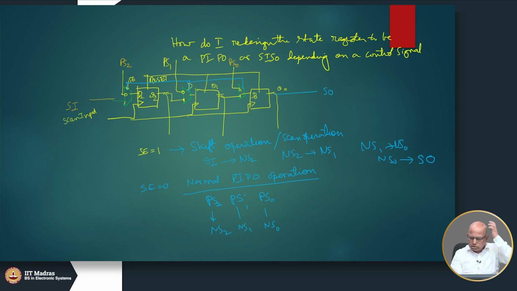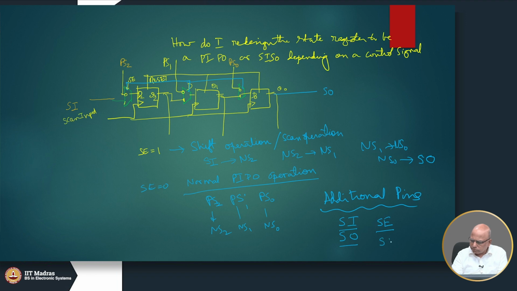So, I will have to think of additional pins. What are those? SI is an additional pin, SO is an additional pin and SE is another pin. Scan enable, scan input, scan output. Later we will see that sometimes we may require another scan clock. But right now let us pretend that it is the same clock.